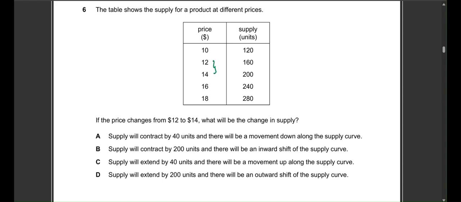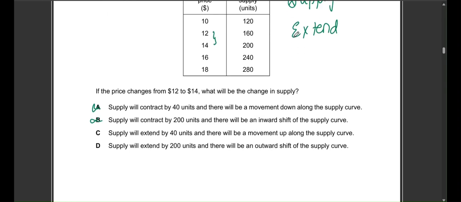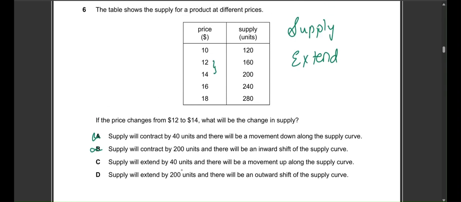See, this is directly eliminated. As you all know, whenever the price increases, supply will always extend. I hope this concept is clear. Supply will extend, and when the price decreases, supply will contract. So in this case, price is increasing, so the supply has to extend over here. So let's see options C and D, that is, supply will extend by 40 units and there would be a movement up along the supply curve. That makes sense. Supply will extend by 200.